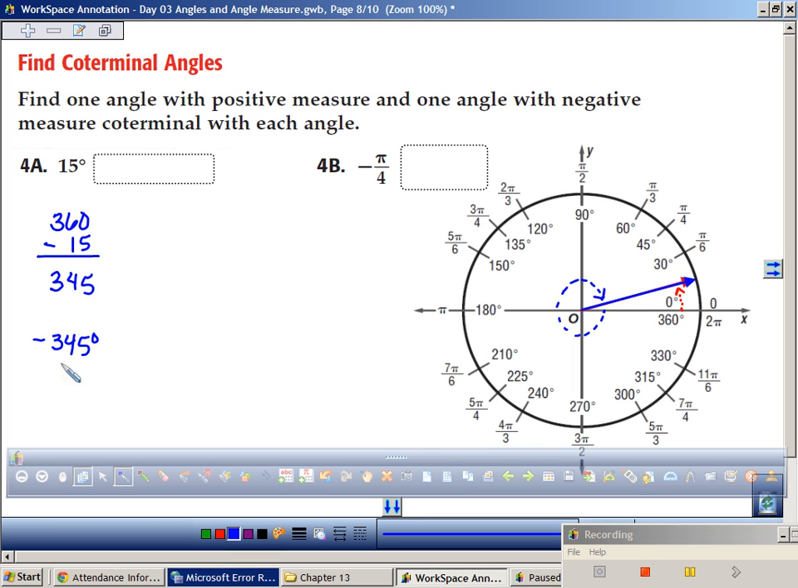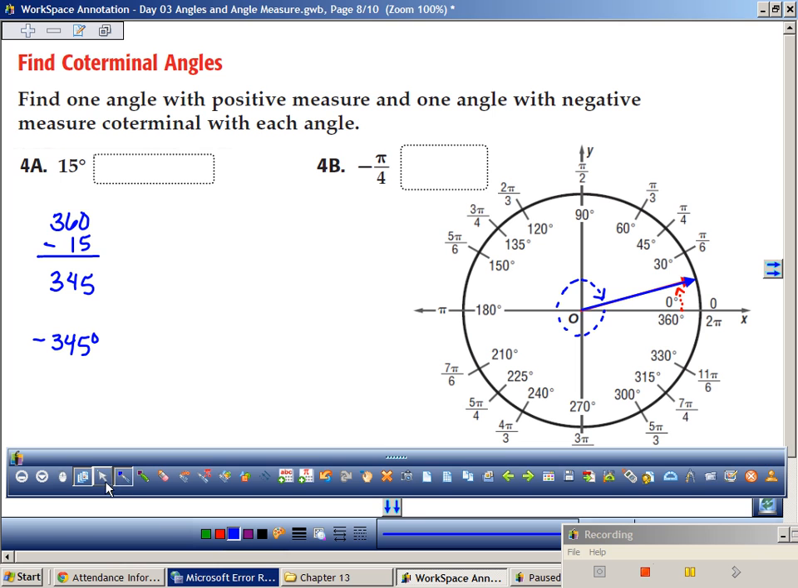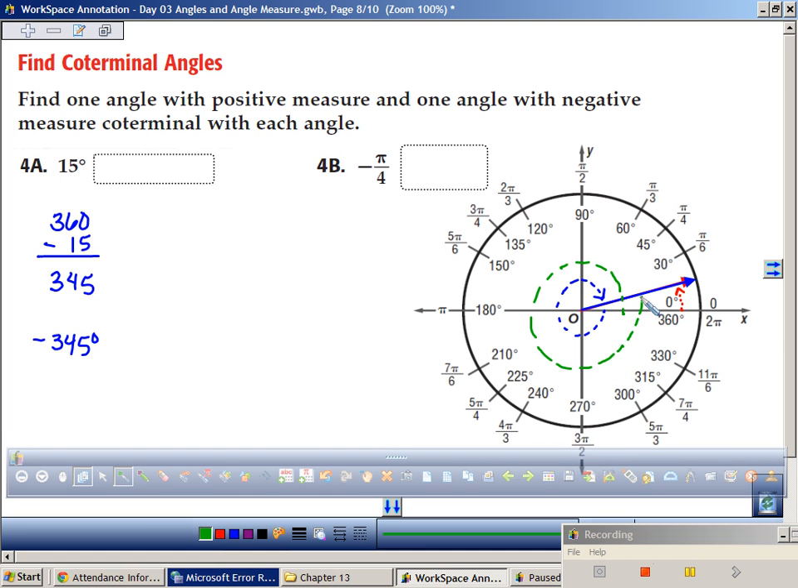There's my negative measure. How would I find a positive measure that's coterminal? I would go in the positive direction. How far would I have to go in the positive direction before I was coterminal again? 375. Why 375? Let's change the color again. We'd have to go all the way around and add 15 more.